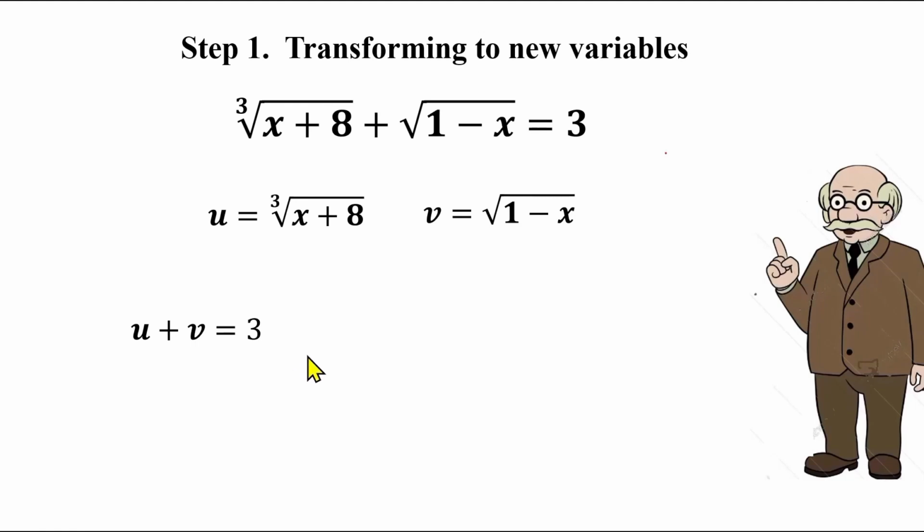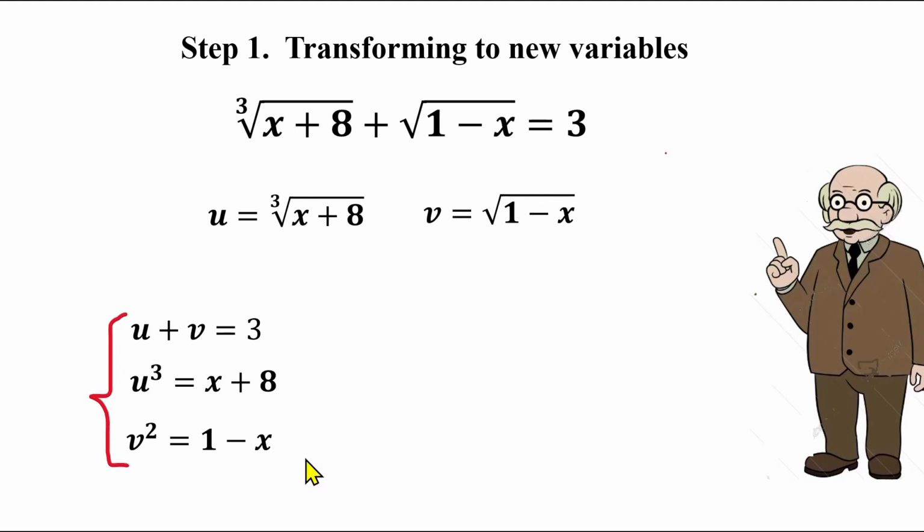We take the definition of variable u and cube both sides to obtain an equation of this kind. Next, let's do the same with the definition of variable v. We squared both sides. Now we have a system of three equations with three unknowns, u, v, and x. And we can solve this system. How to do this?